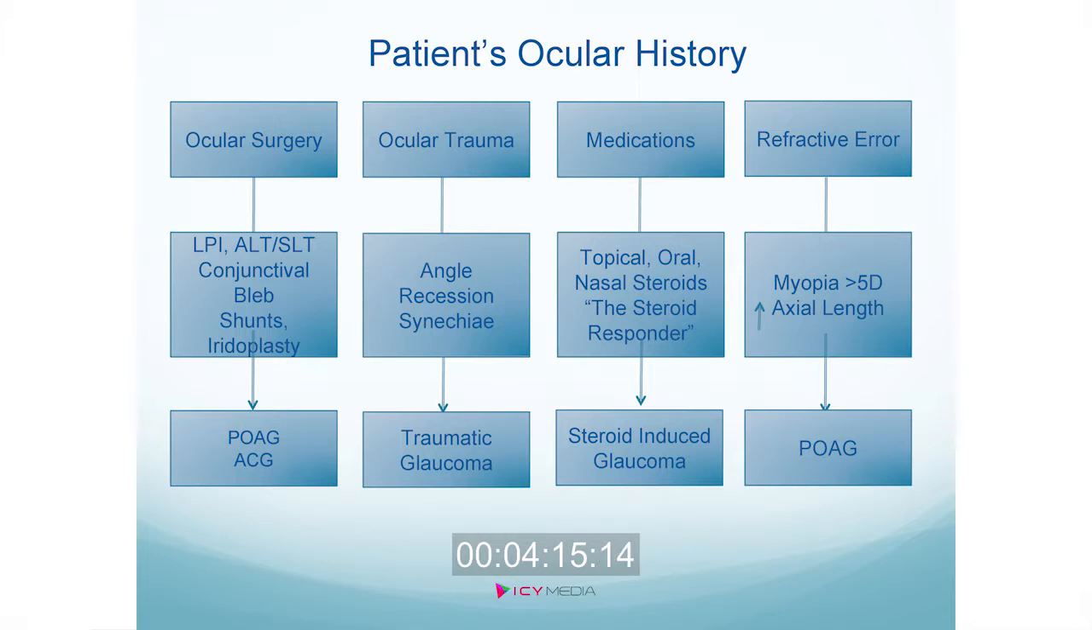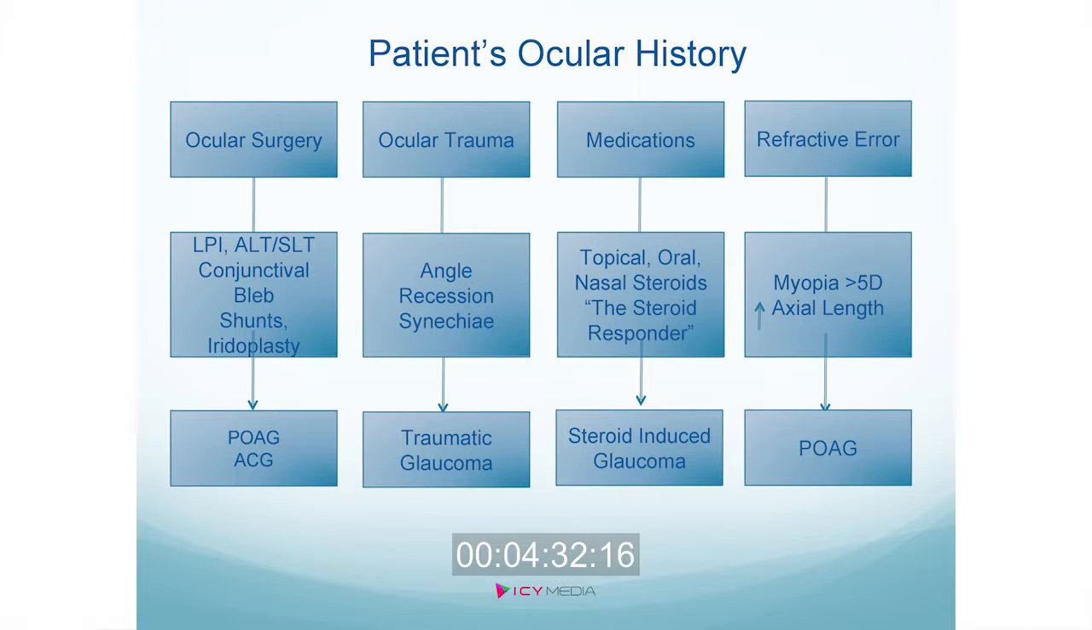But you can ask them, was it an LPI? Was it a trabeculoplasty? They probably won't know. But these are the things that you want to look for. And of course, depending on the type of surgery that they've had, that's going to help us determine what kind of glaucoma they had, right?